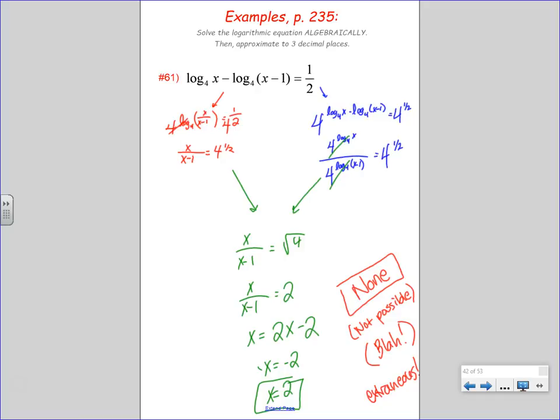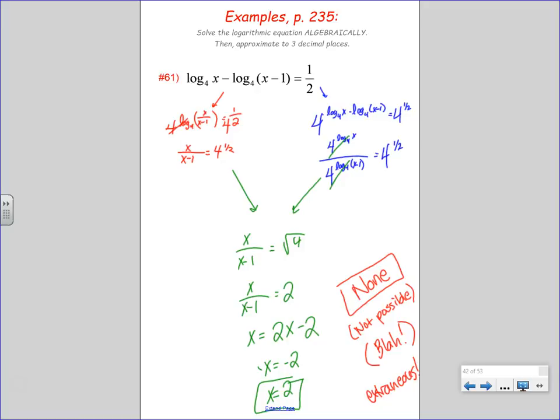What did extraneous solution mean in algebra 1? Extra. You get an extra answer that looks like it's right, but when you plug in and check, it's impossible. But the math was great. Yeah, but what did we do? We took away the logs.